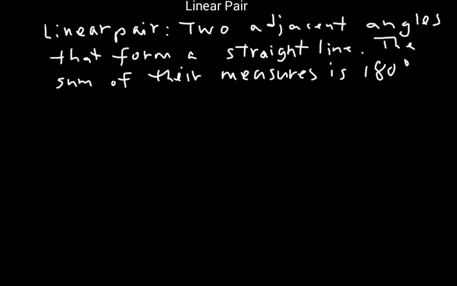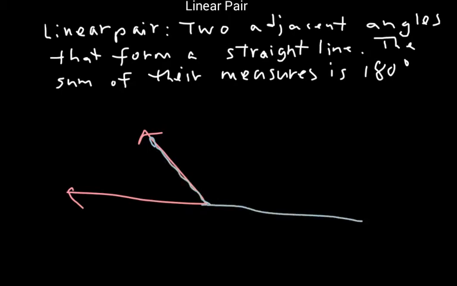A linear pair are two angles that are adjacent to each other that form a straight line. And it almost goes without saying that since they make a straight line, the measures of their angles have to add up to 180 degrees. So if we have this angle and then another angle adjacent to it, which by our definition of adjacent means they have to share a side and a vertex, and if together they make 180 degrees, then you have a linear pair.